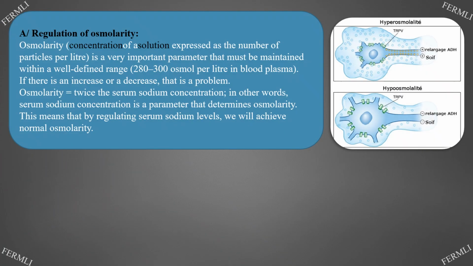A. Regulation of osmolarity. Osmolarity, the concentration of a solution expressed as the number of particles per liter, is a very important parameter that must be maintained within a well-defined range, 280 to 300 osmol per liter in blood plasma. If there is an increase or a decrease, that is a problem. Osmolarity equals twice the serum sodium concentration. In other words, serum sodium concentration is a parameter that determines osmolarity. This means that by regulating serum sodium levels, we will achieve normal osmolarity.